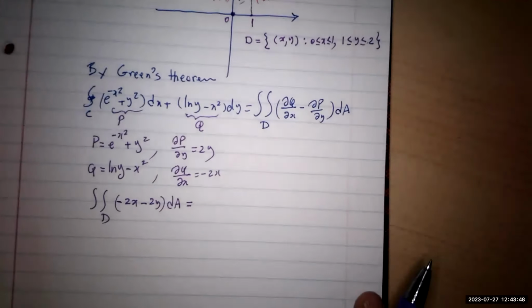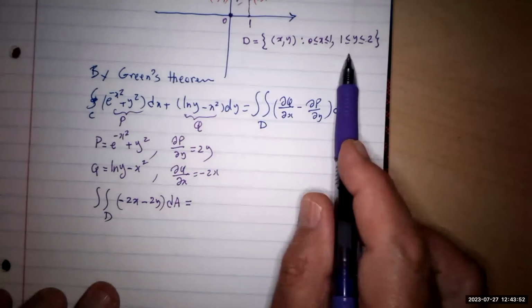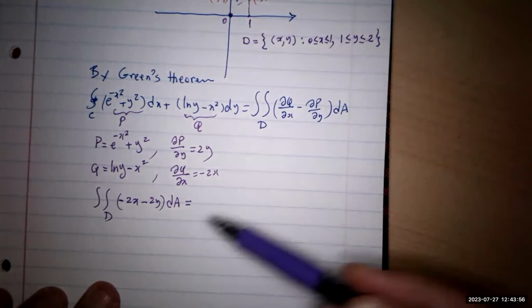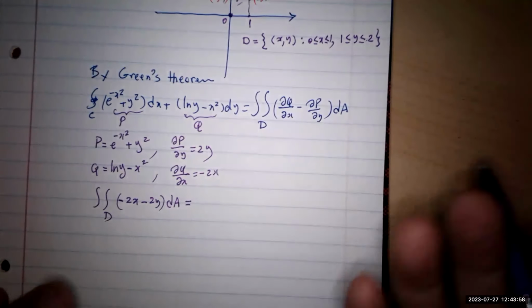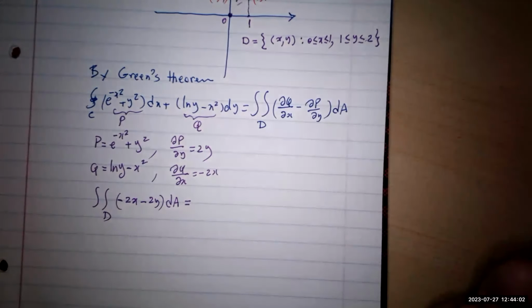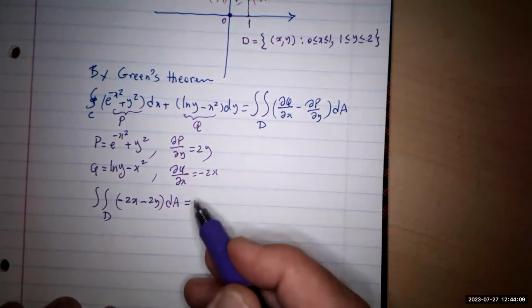Now it is a double integral in terms of x and y, and the region is nicely given to you. You see, x is between 0 and 1, y is between 1 and 2. So it's kind of an ordinary double integral on a rectangle with constant limits of integration. So nothing to worry about.